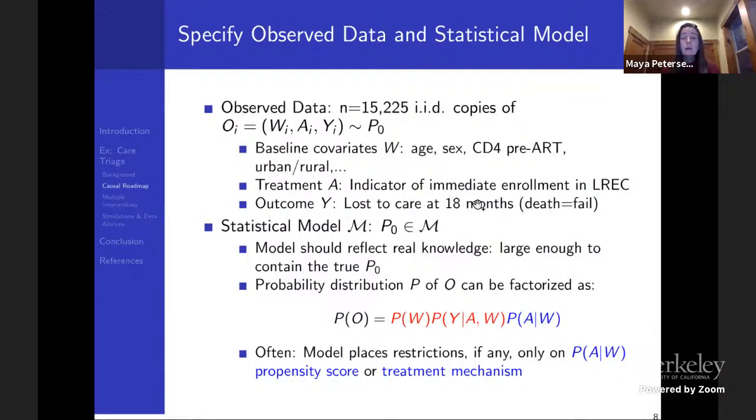We have a statistical model, which, as we've been emphasizing, we want to reflect our real knowledge. If we think about factorizing the observed data distribution into the distribution of the baseline covariates, the distribution of the treatment given baseline covariates, and the distribution of the outcome given treatment and baseline covariates, we're going to be working with a model that places restrictions, if any, only on this treatment mechanism, or propensity score.